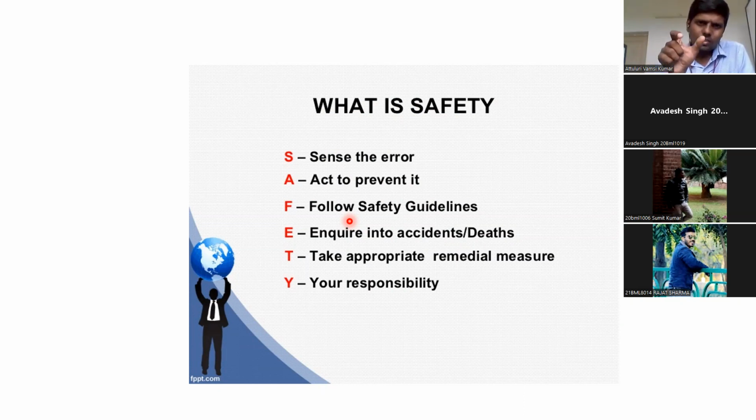It's a mnemonic. What does safety mean? First, we need to sense the error. We need to know where the error is happening. Then we need to act accordingly to prevent the error. The right way of approaching to minimize the error is also important. So we need to act to prevent the error. We need to follow certain safety guidelines in order to minimize the errors.